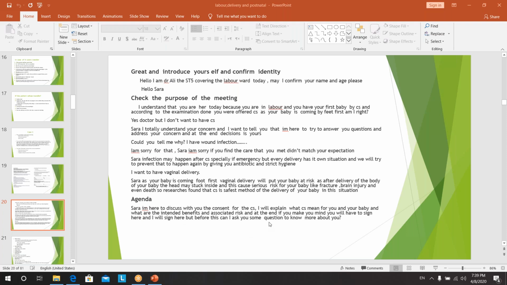I will explain what cesarean section means for you and for your baby, and what are the benefits and the risks associated with this surgery. And at the end, if you make up your mind, you will have to sign the consent here, and I will sign here as I give you all the information. Is it okay? She will say okay.